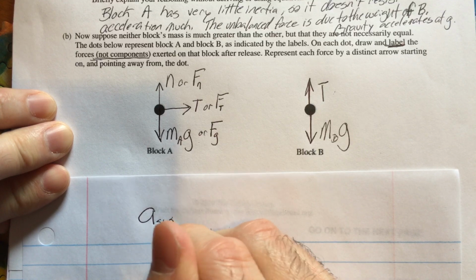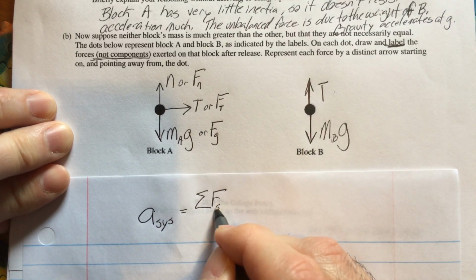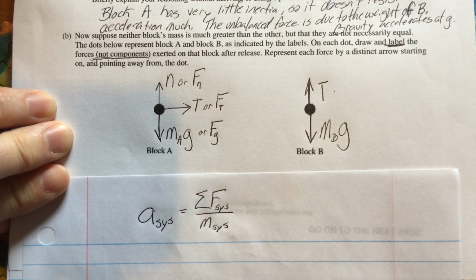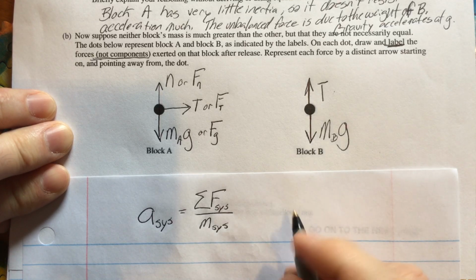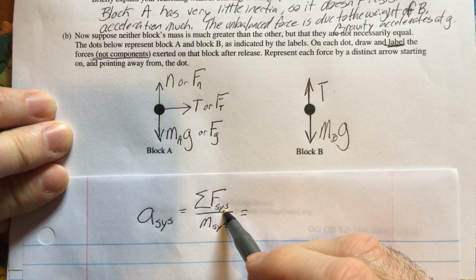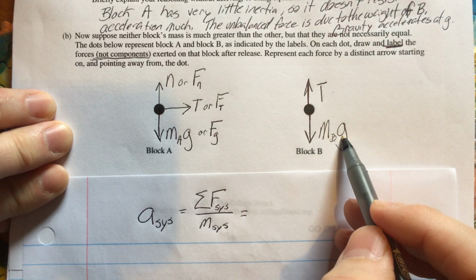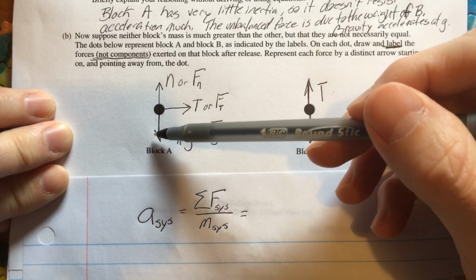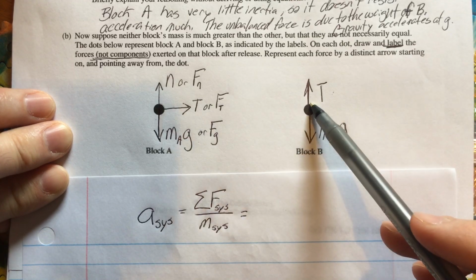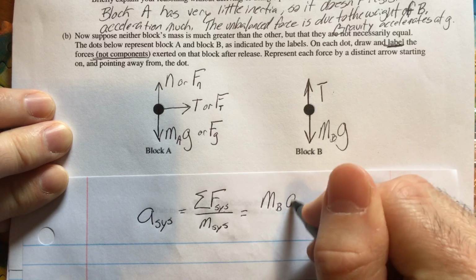So the acceleration of the system will equal the net unbalanced force acting on the system divided by the mass of the system. We know that the only thing that's unbalanced is the mass of block B times g, right? Because this weight and this normal force are balanced. The tension is internal to the system. And so the only thing unbalanced is the weight of block B.